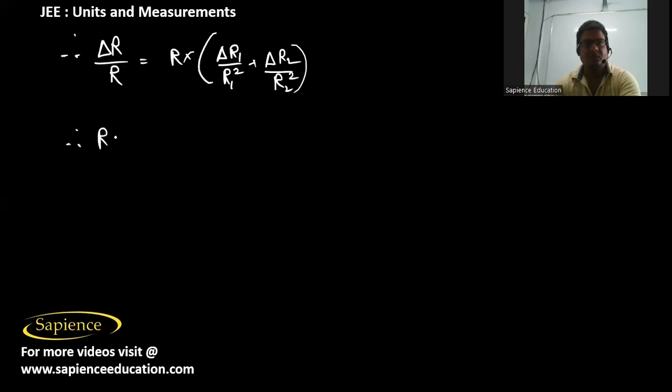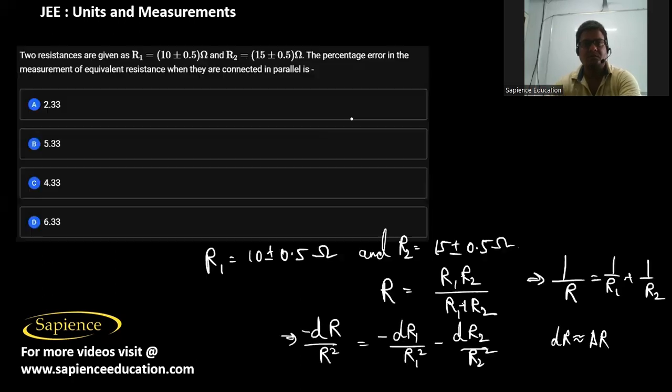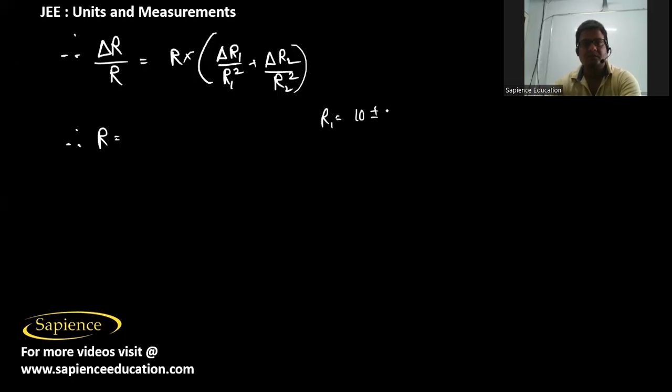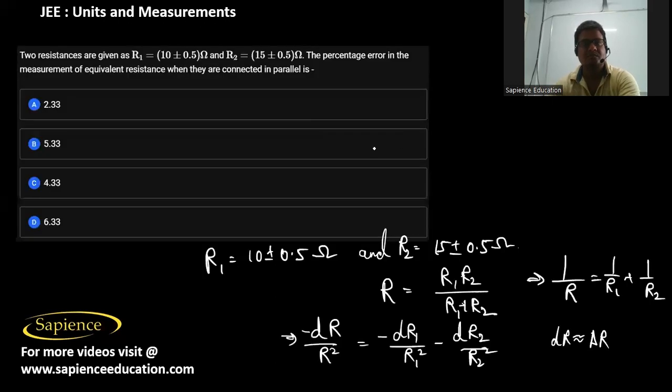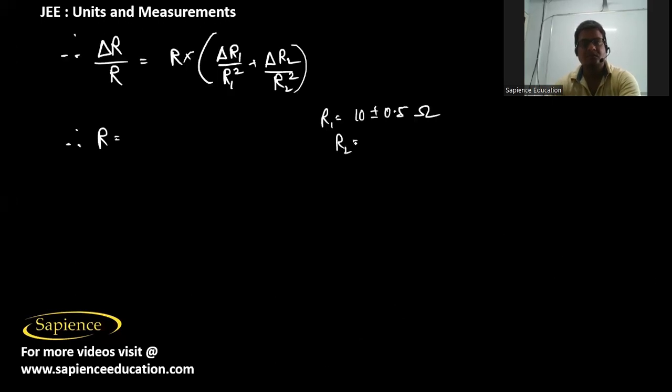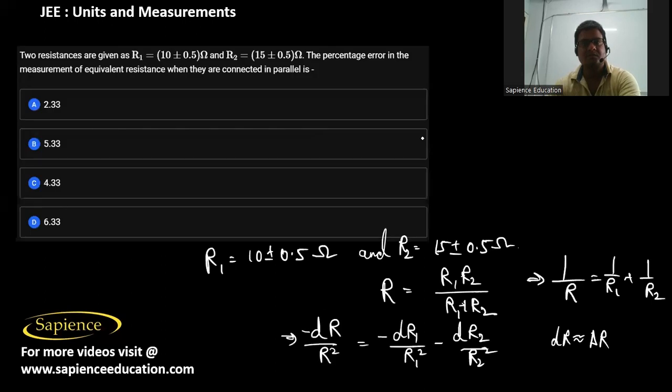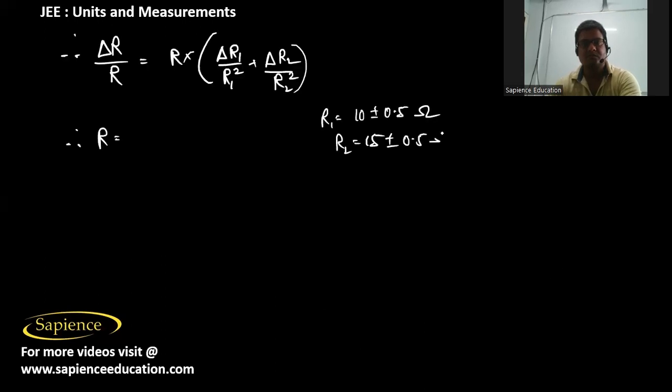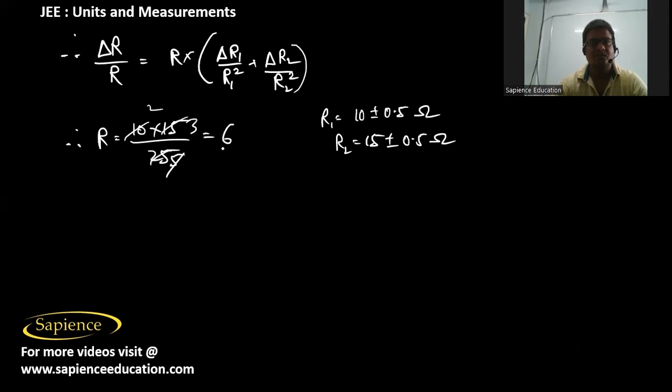So now, R1 has been told to be 10 plus or minus 0.5 ohm, and R2 is 15 plus or minus 0.5 ohm. Therefore R will be equal to R1 R2 by R1 plus R2, that is 150 by 25. So 5 into 5 is 25, 5 into 3 is 15, so that is equal to 6. So the equivalent resistance is 6 ohm.